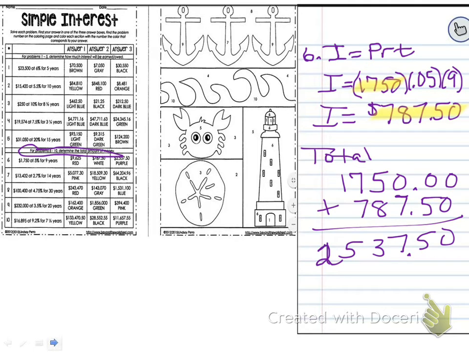Oh, I knew something was wrong. Once you add those together, you get $2,537.50 when you add those together. So the correct answer is not white. It is purple, $2,537.50. So what I want you to do, let me see if I can get purple on my colors.